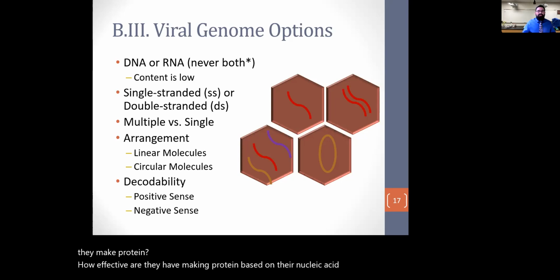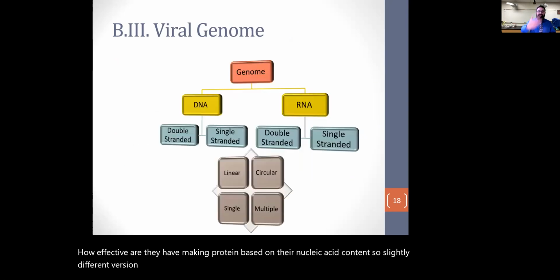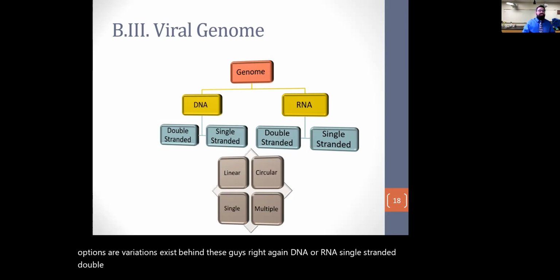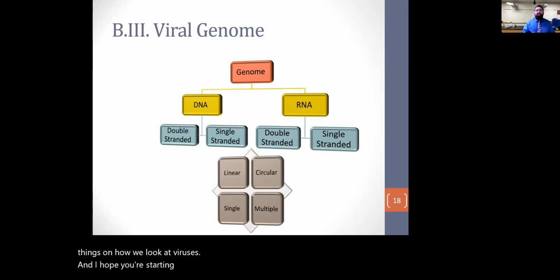So a slightly different picture of this is kind of showing you how many options or variations exist behind these guys, right? Again, DNA or RNA, single-stranded, double-stranded, linear, circular, 1 chunk, many chunks, that kind of thing. All of these are things on how we look at viruses. And I hope you're starting to get a picture of how complex this can actually get, right?